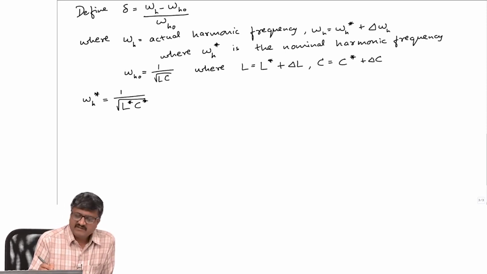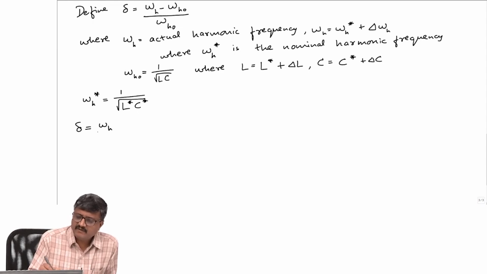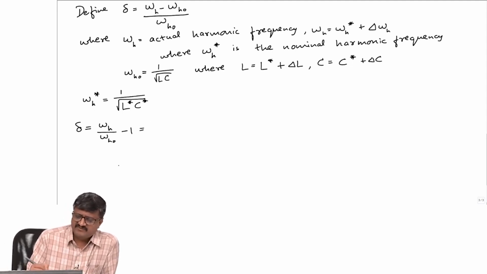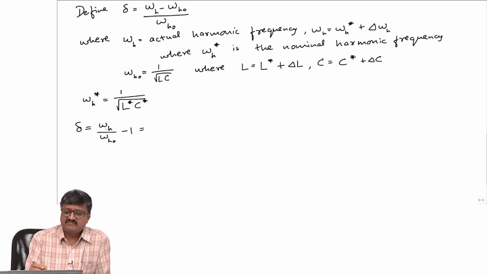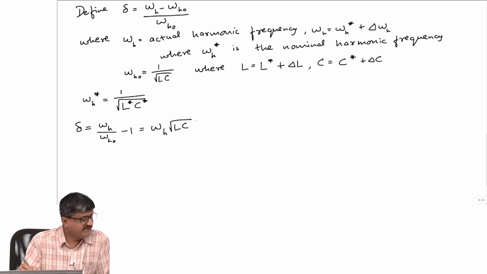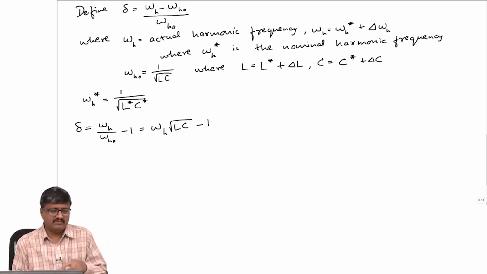Okay. So, I will write this definition delta as omega H by omega HO minus 1, which can be written as, I will substitute the expression for omega HO. So, just now we defined omega HO. Omega HO is 1 by root LC. So, I can write this as omega H under root LC minus 1.